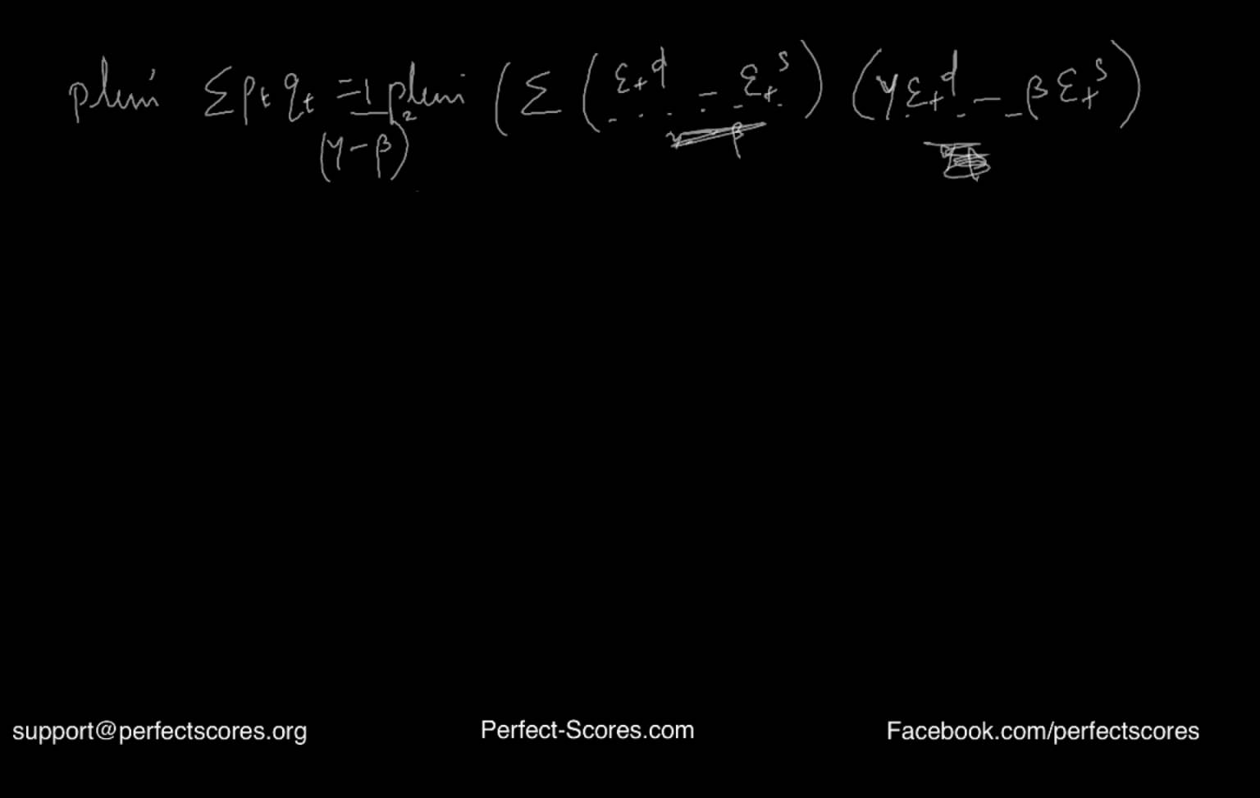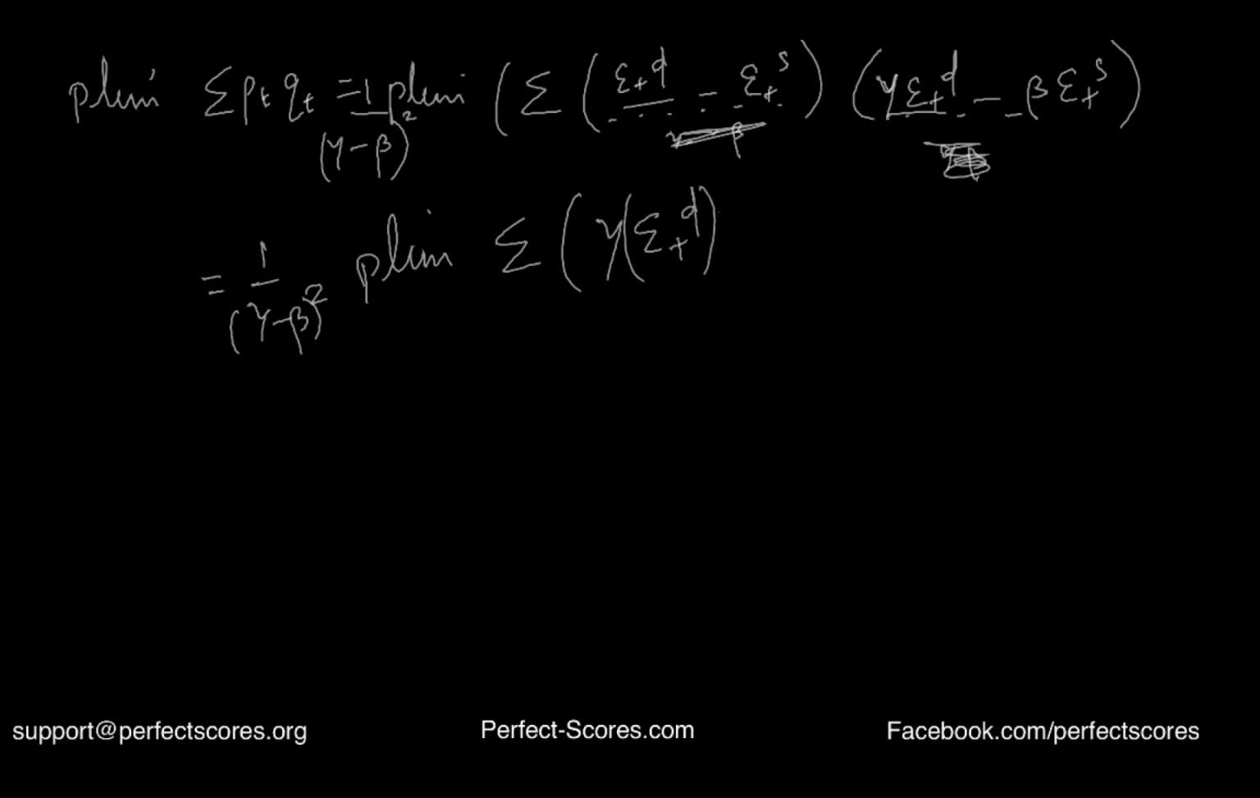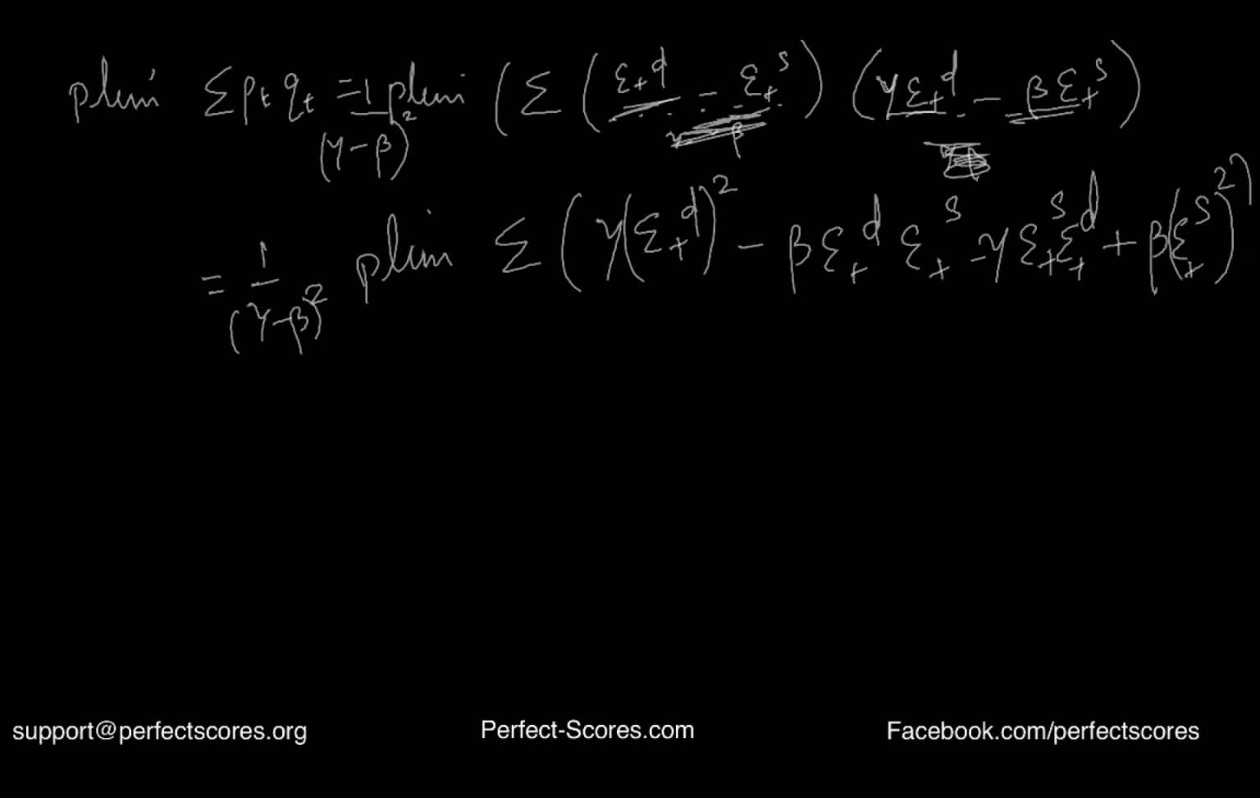So I'm going to write them here because they're constants. I can take them out. Now this should become easy. If I try to solve this, this is 1 over (gamma minus beta) whole square. That is, again, the probability limit of a summation of this into this, which is gamma times error term demand whole square, this into this minus beta error term demand into error term supply, which is going to go to 0, this into this minus gamma error term supply error term demand, which is also going to go to 0, this into this plus beta error term supply whole square. So this is what we have.